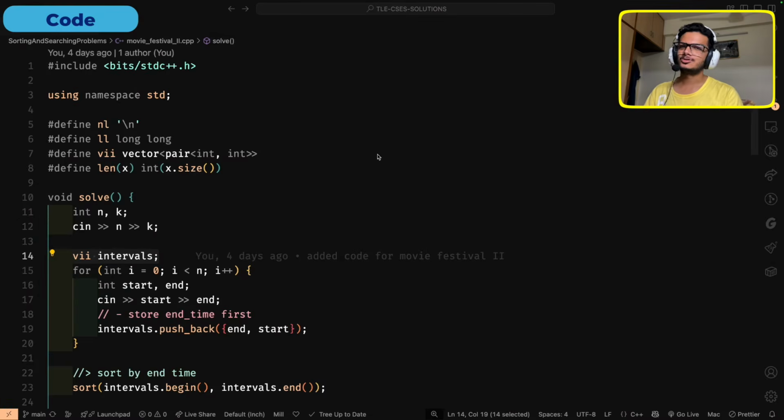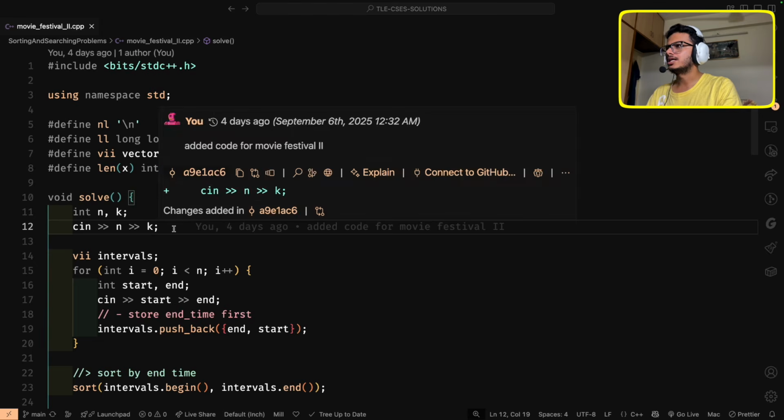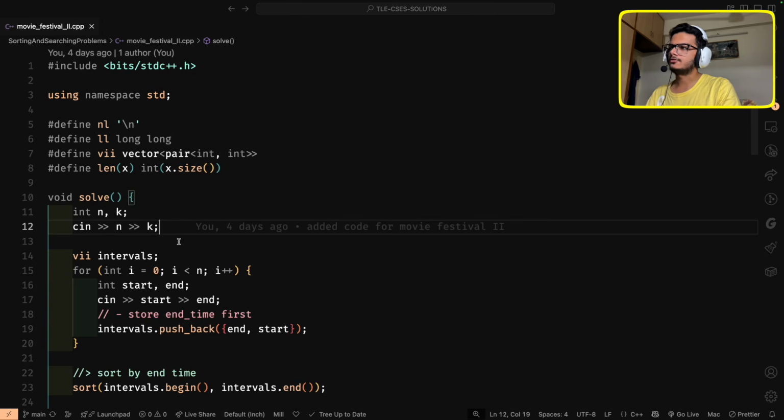Alright, let's look at the code then. First things first, I'm taking the input. So first line of input was n and k, n being the number of movies and k being the number of club members that we have.